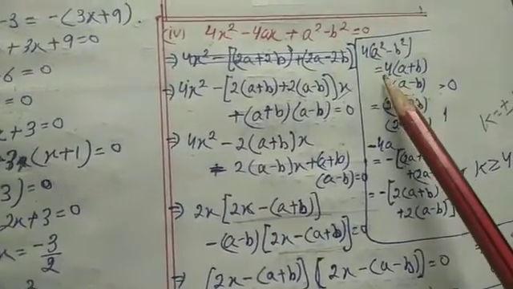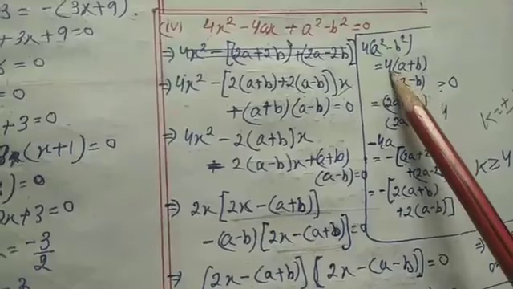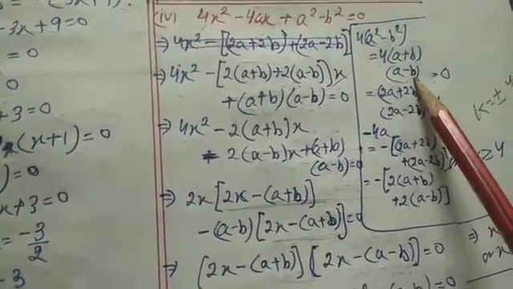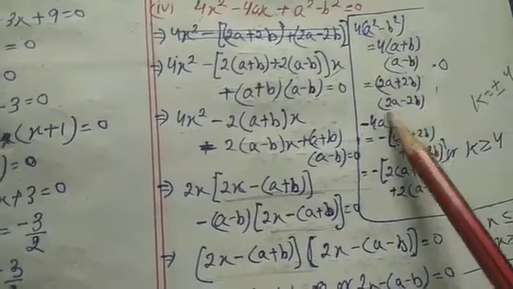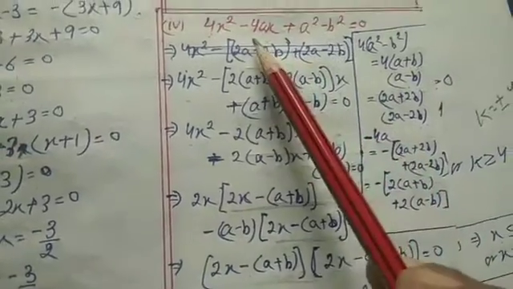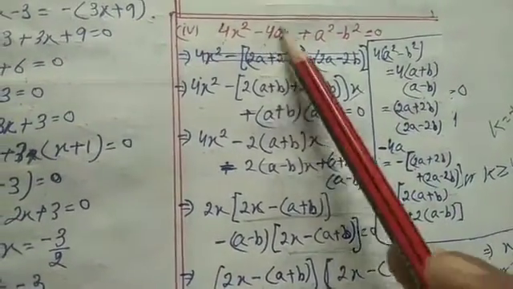So now we can write 4 as 2 into 2, so one time we are multiplying this by the first terms in the bracket and the second by the second terms in the bracket. So we have (2a plus 2b) into (2a minus 2b) is equal to 4a square minus 4b square. Now we need to get the minus 4a as the middle term.